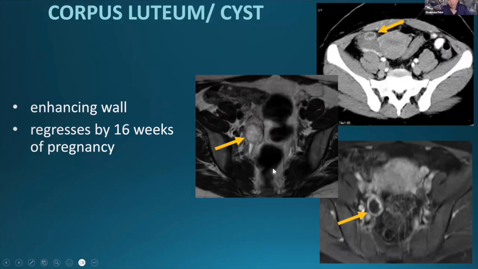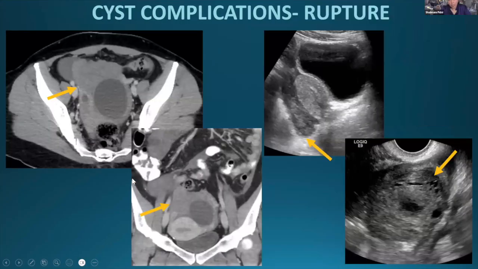On an axial T2 weighted image, this lesion appears heterogeneously T2 hyperintense. And then on an axial post-contrast fat-suppressed image, you see rim enhancement like on CT. And again, these are all features of a corpus luteal cyst, which typically regresses by the 16th week of pregnancy when the placenta takes over.